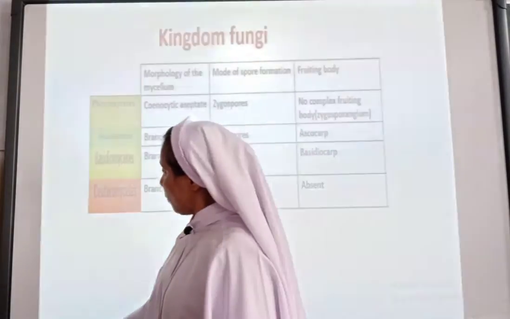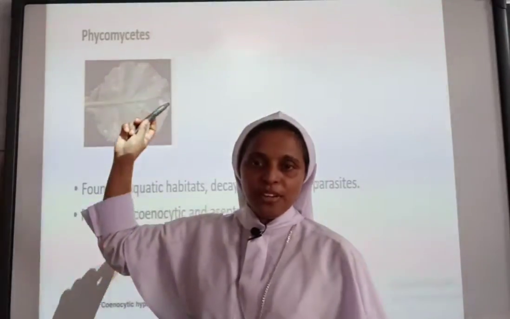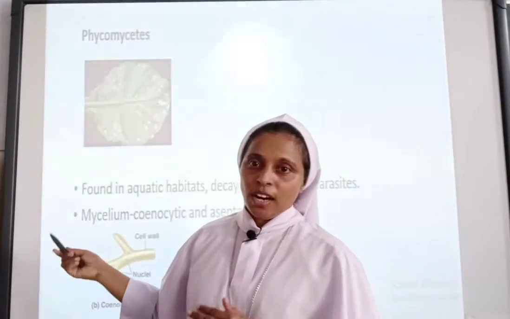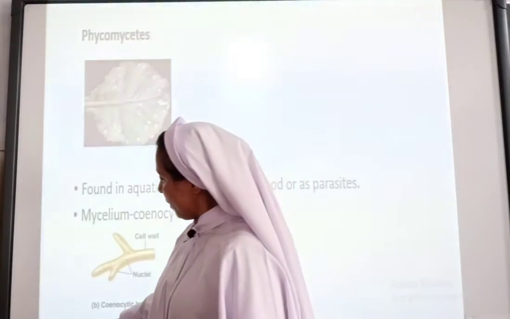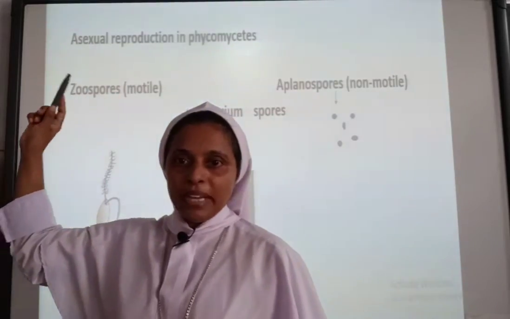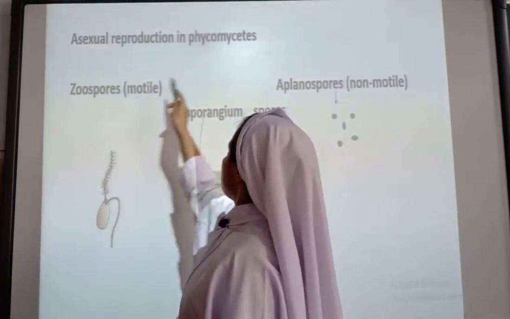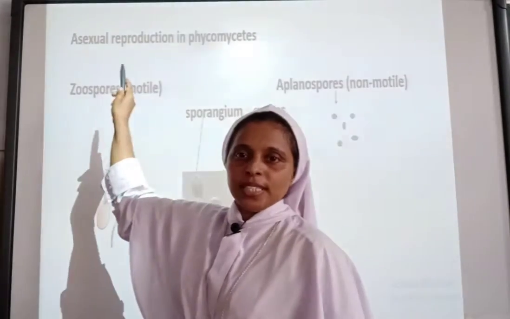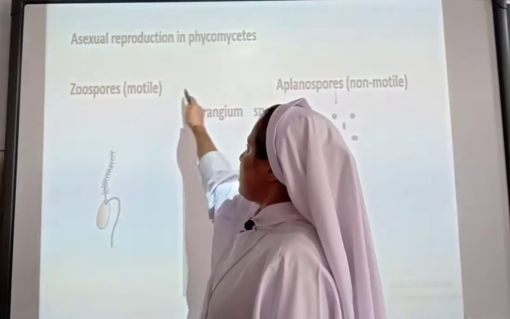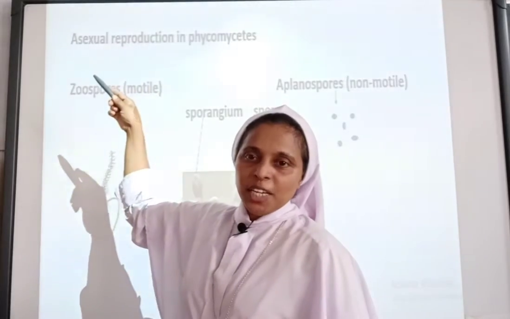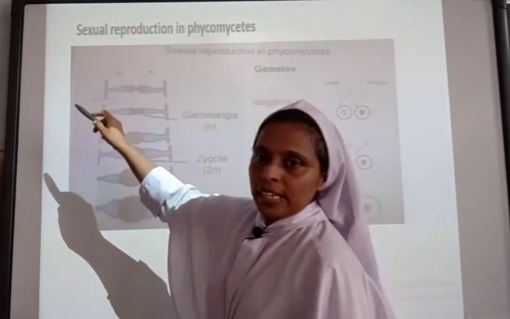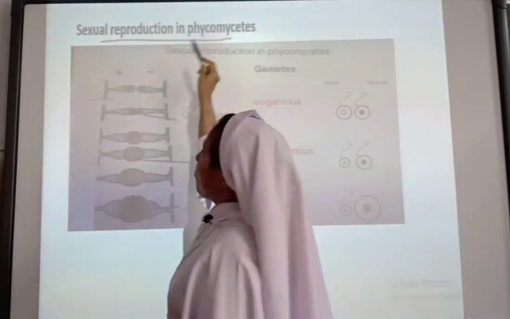And also we have come across the phycomycetes, the first group that comes under kingdom fungi. Where does it live and what are the special features of phycomycetes, we have come across. And also we have learned the asexual reproduction in phycomycetes. They reproduce by zoospores as well as by aplanospores. And also we have seen the sporangium, when it matures, it breaks and spores are produced. So today let us see the sexual reproduction in phycomycetes.